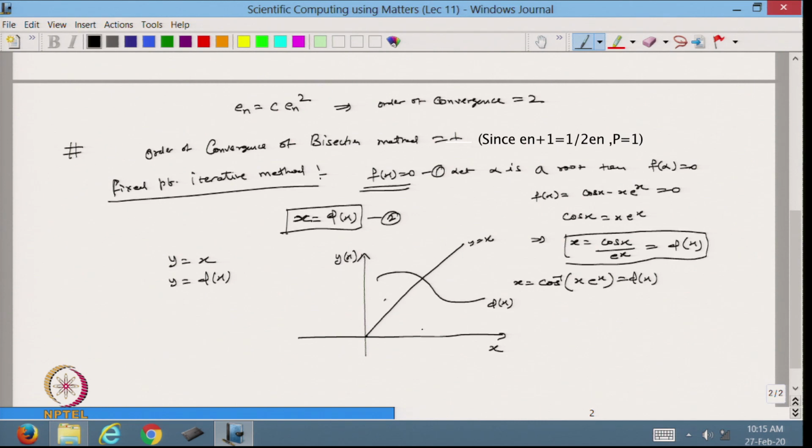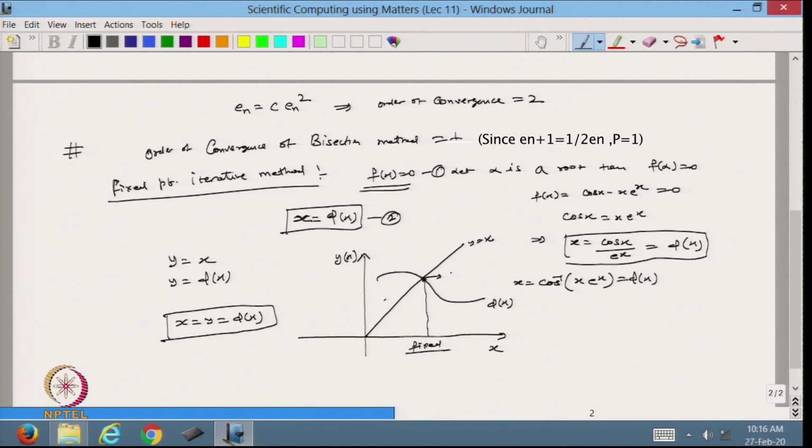So this is a straight line, and now this is the point where it meets the curve, that is called the fixed point. So at the fixed point, my x and y are the same. In this case, I will get x is equal to y, and that y is my phi x. So basically this value of x where it meets the function phi x is the fixed point.